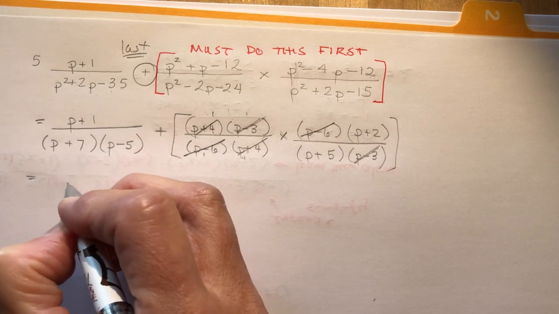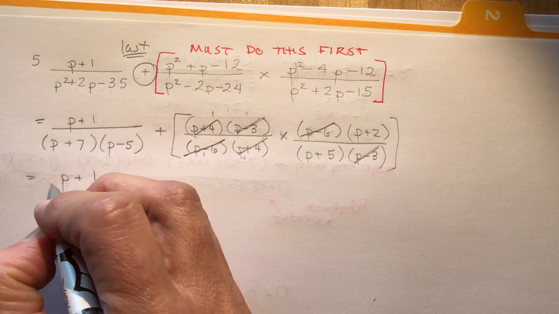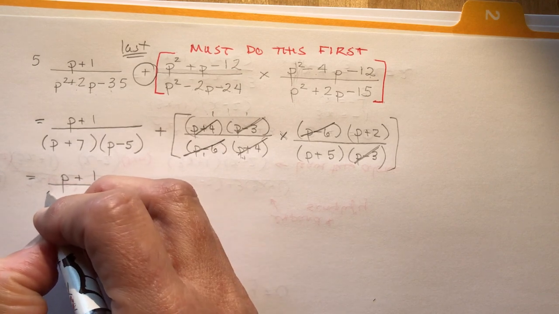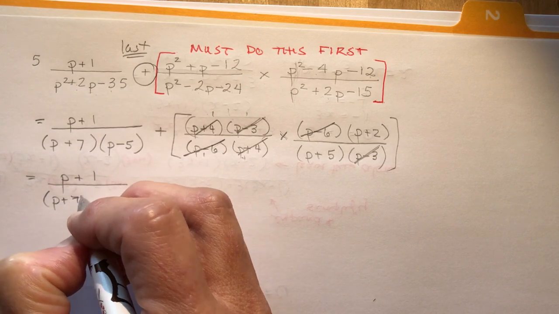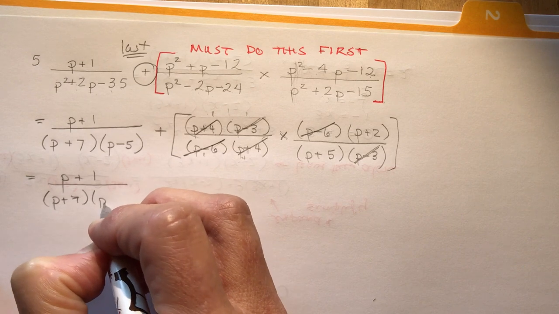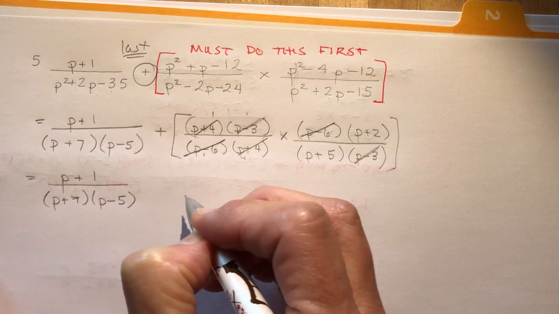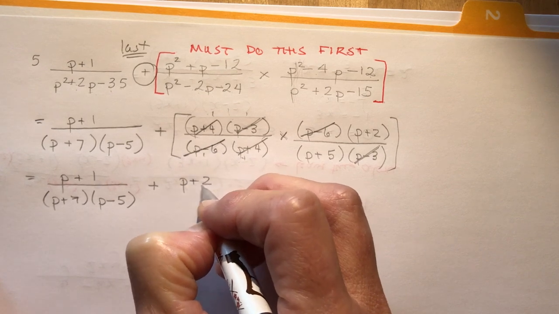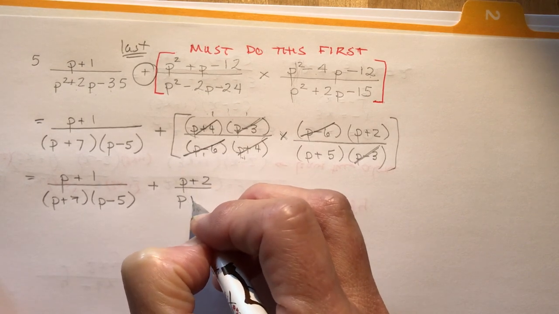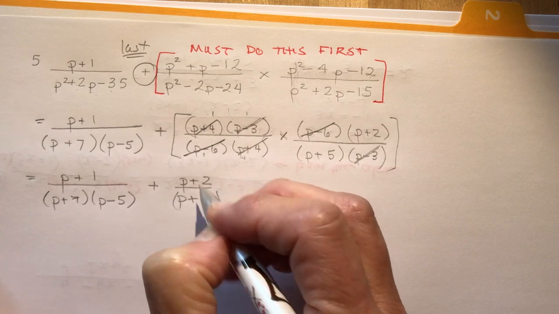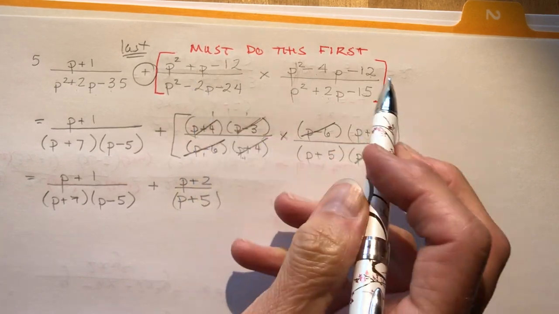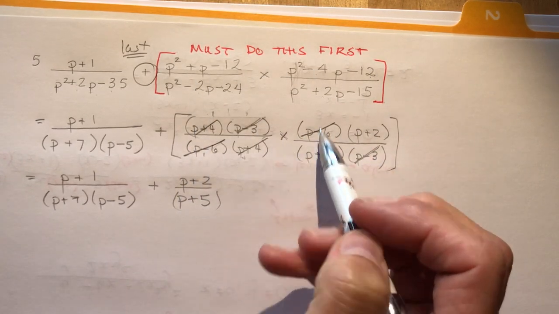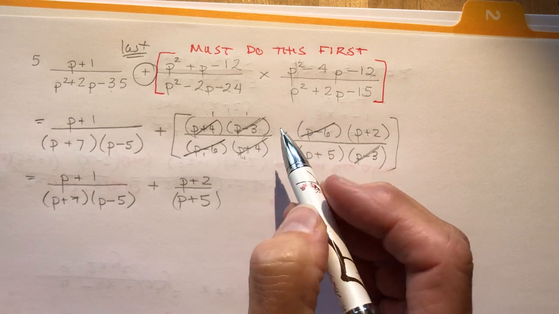So back to this part here. I haven't done the adding part of this. So I have P plus 7 times P minus 5. And to that I need to add P plus 2 over P plus 5. So I've simplified this considerably, right, from this. I'm right down to this now. This cleaned up very nicely.